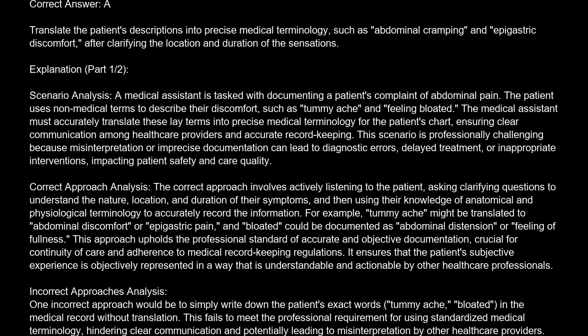This approach upholds the professional standard of accurate and objective documentation, crucial for continuity of care and adherence to medical record-keeping regulations. It ensures that the patient's subjective experience is objectively represented in a way that is understandable and actionable by other healthcare professionals. Incorrect approaches analysis. One incorrect approach would be to simply write down the patient's exact words, tummy ache, bloated, in the medical record without translation. This fails to meet the professional requirement for using standardized medical terminology, hindering clear communication and potentially leading to misinterpretation by other healthcare providers.